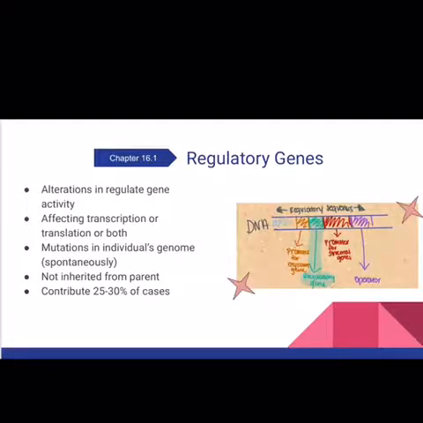So the last connection that we made was to regulatory genes. This appears in Chapter 16.1 in our textbook. It said that alterations in regulatory gene activity have led to autism. So how does this happen?